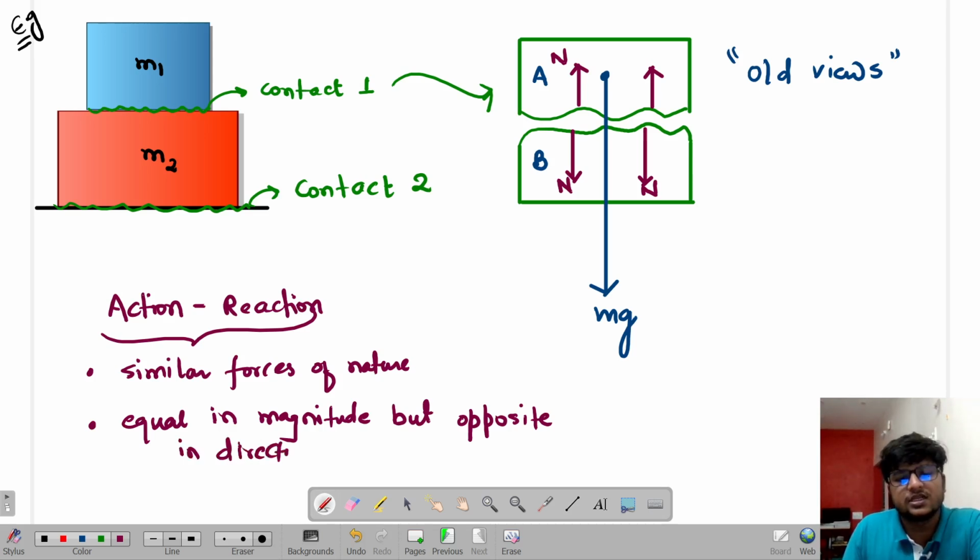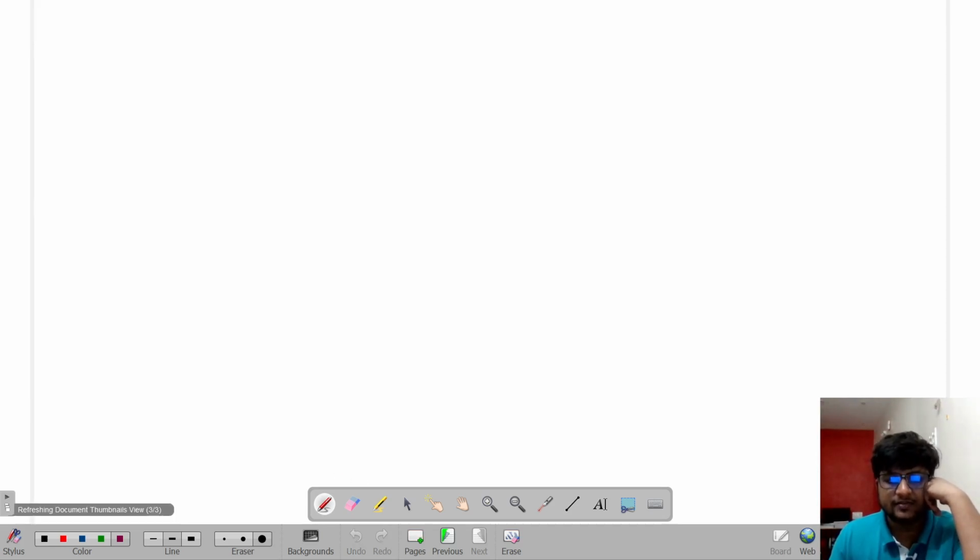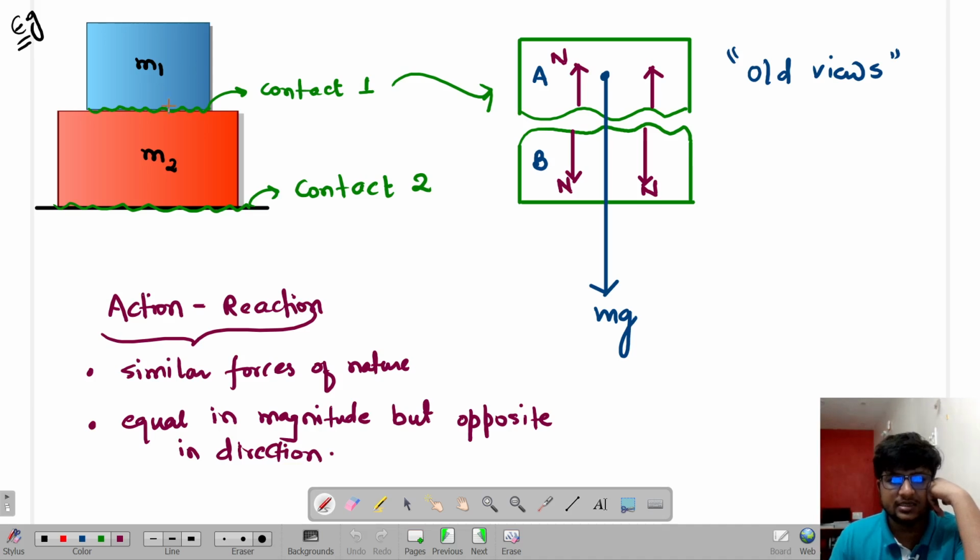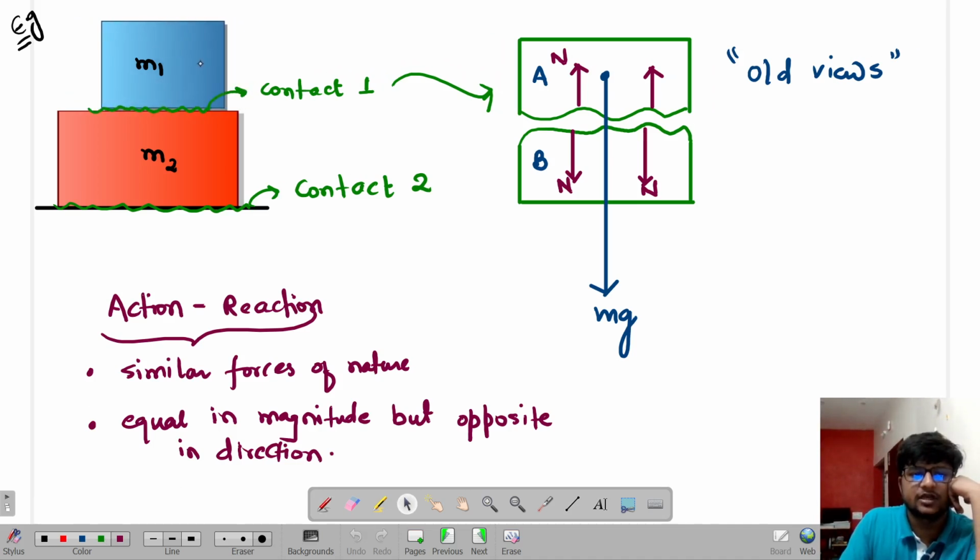So this is a little bit of the meaning of normal, mg and contact forces. Now, what I did earlier, I kept this body at rest. Now, I want to move this body, like I'm sliding this body, sliding it over here, one on top of the other, here and there. If the surface is rough, what is going to happen?